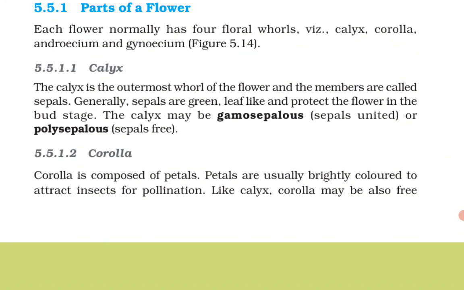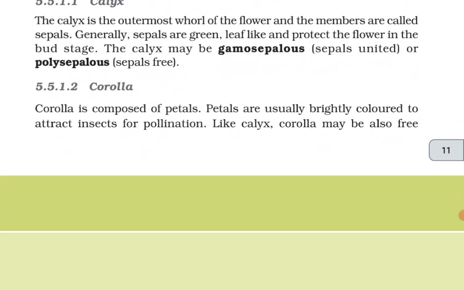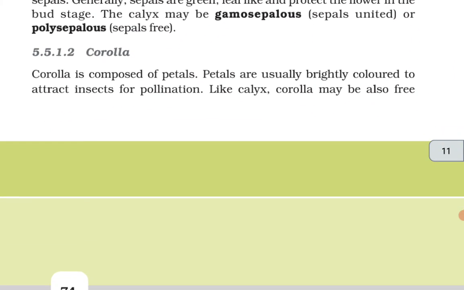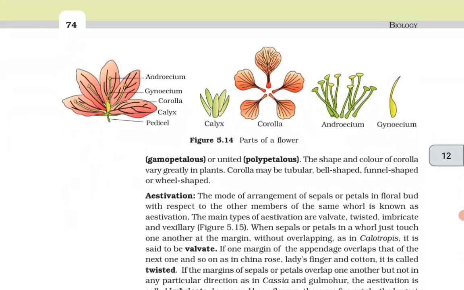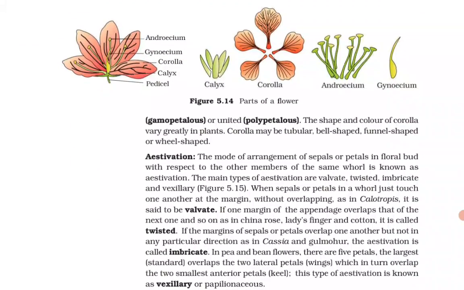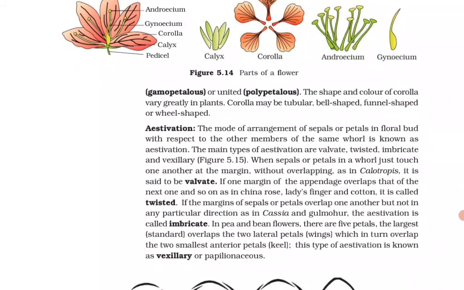Calyx. The calyx is the outermost whorl of the flower and the members are called sepals. Generally, sepals are green, leaf-like and protect the flower in the bud stage. The calyx may be gamosepalous, sepals united, or polysepalous, sepals free. Corolla. Corolla is composed of petals. Petals are usually brightly colored to attract insects for pollination. Like calyx, corolla may be also free, polypetalous, or united, gamopetalous. The shape and color of the corolla vary greatly in plants.